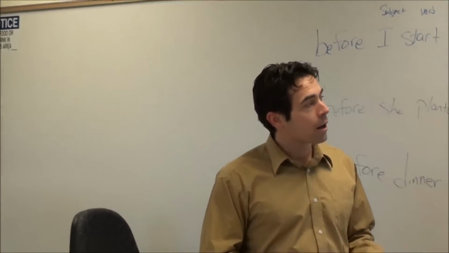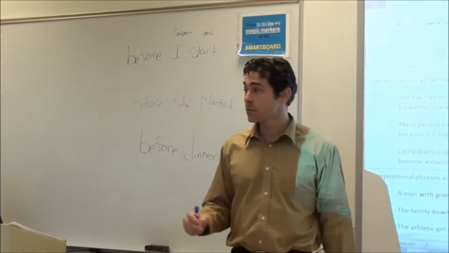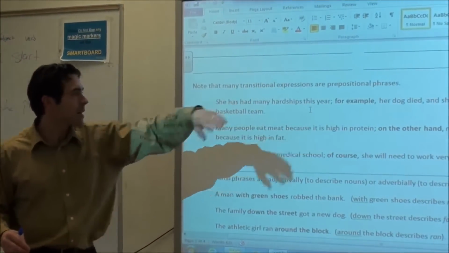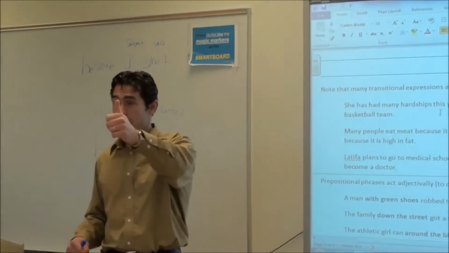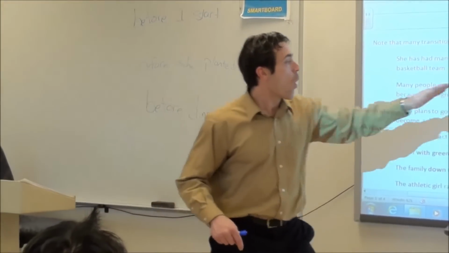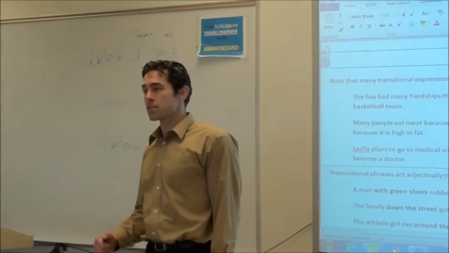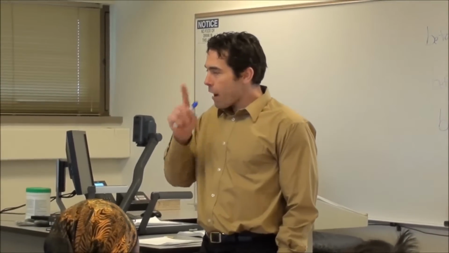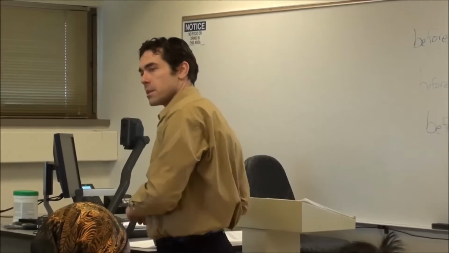Alright, now, what I want you to notice is that many of your transitional expressions are prepositional phrases. For example, she had many hardships this year; for example, her dog died and she was cut from the basketball team. For example is a prepositional phrase. You have a preposition and an object. On the other hand is a prepositional phrase. Of course is a prepositional phrase. So you already have practice using prepositional phrases the way that I'm going to teach you how to use them.